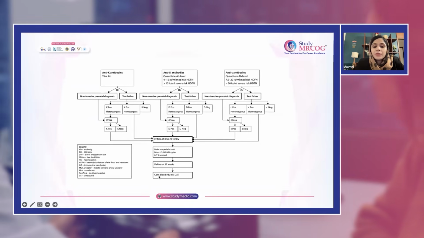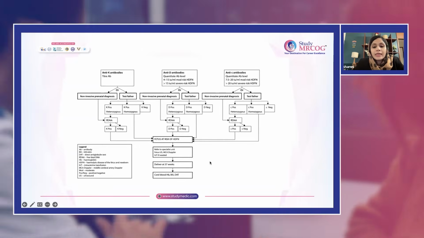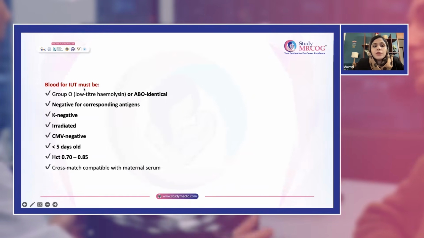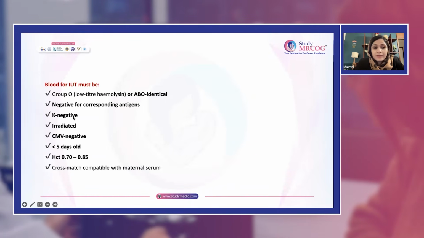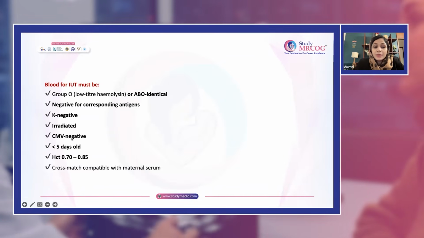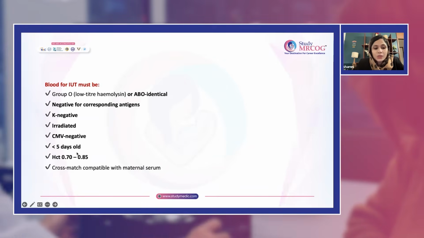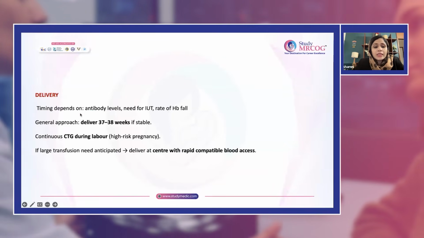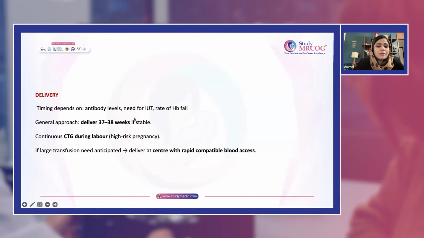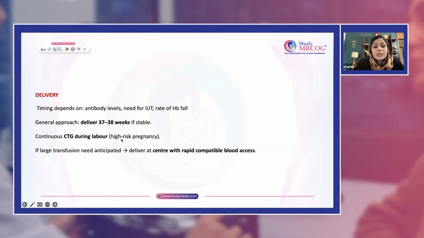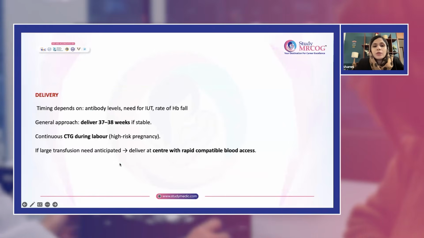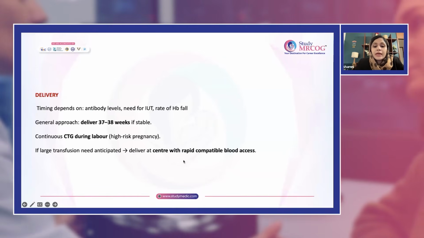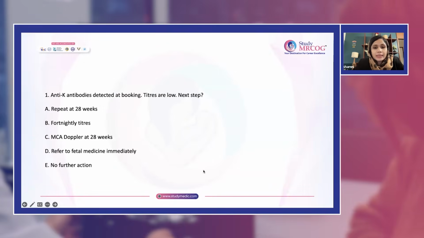After delivery, you have to advise cord blood hemoglobin, bilirubin, and direct antiglobulin test for the baby. Blood for intrauterine transfusion should be group negative for corresponding antigens, K negative, CMV negative, irradiated, and less than 5 days old. The hematocrit should be 0.7 to 0.85. The delivery we already discussed. General approach, if everything remains stable, is 37 to 38 weeks, and continuous CTG is recommended during labor. And if it's a high-risk case like placenta previa where a large transfusion is expected, we have to deliver at a center where there is rapid compatible blood access.